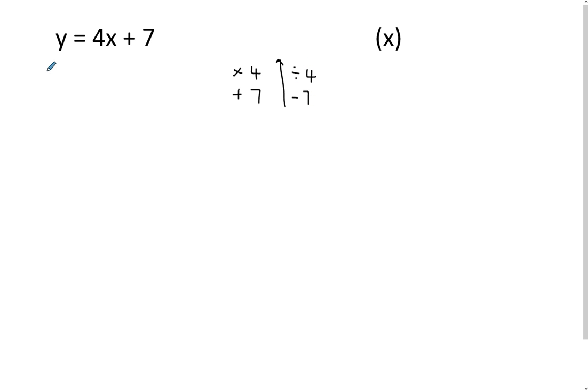Okay, let's go for it. So we're going minus 7. So y minus 7 equals 4x. And now we're going to divide by 4. And remember, y minus 7 is a number, so we have to divide the whole thing by 4. And you've got (y minus 7) divided by 4 equals x, and it was that easy. Okay, let's try another example.